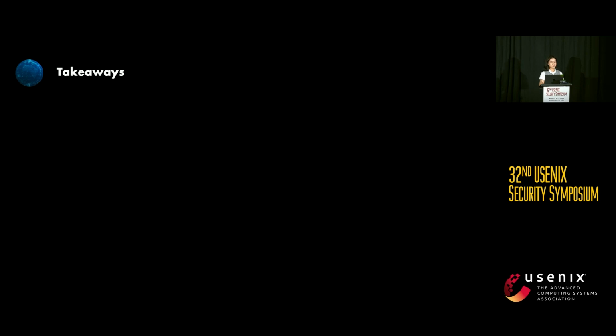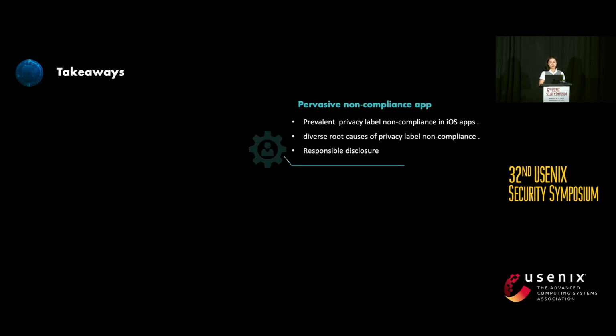And here are some takeaways. The first is that the privacy label non-compliance in iOS apps is prevalent, with a serious impact on user privacy. And the root causes of the privacy label non-compliance are diverse, including misleading privacy label guidelines, dishonest app makers, etc. And we have reported all our findings to Apple. But unfortunately, several weeks ago, we received a response from them saying that they are still investigating those huge numbers of inconsistent apps.